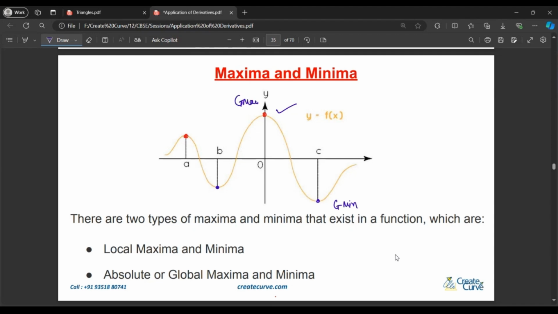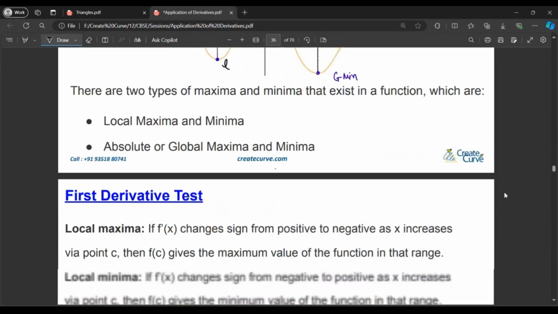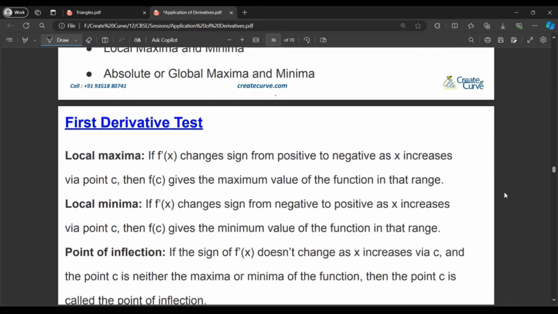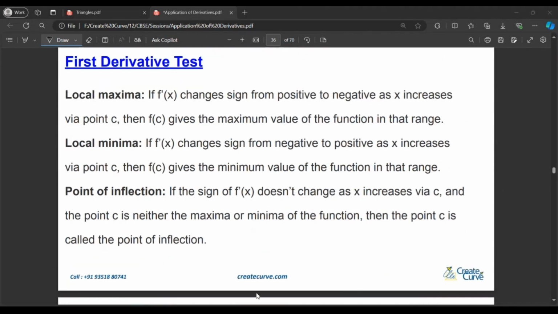Global maximum. And all the points that are below the top, this point will be the local and this point will be the local. Local maxima, local minima. If we move forward, there are two methods of identifying. First is the derivative test.